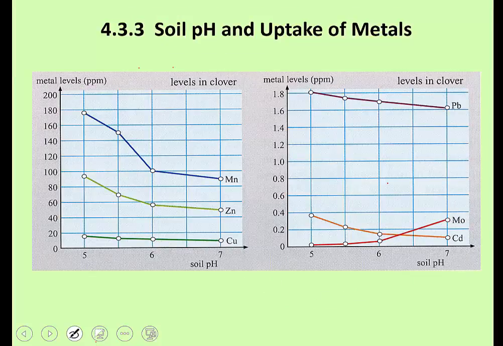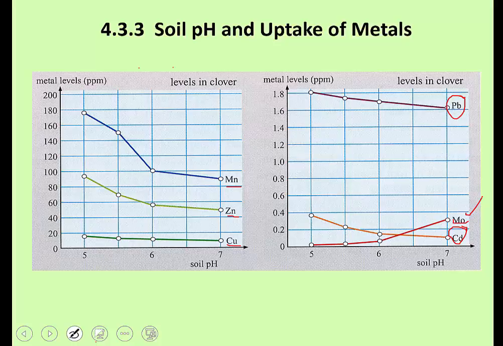Now, if we look at particular metals, things that we mentioned, so micronutrients that we need, such as manganese, small amount of copper, zinc is an important one, molybdenum is important, and then things we don't want as much of, things like lead and cadmium. We can see that there's a relationship between the pH of the soil and the uptake of metals. So other than molybdenum, molybdenum's kind of an odd man out here.